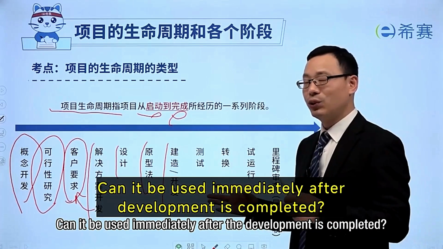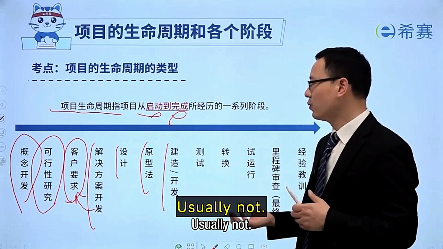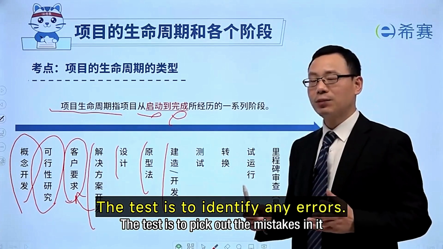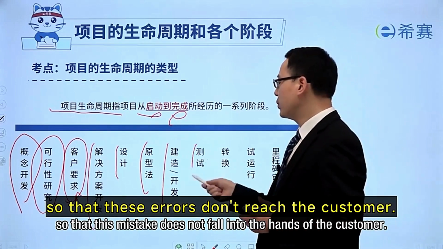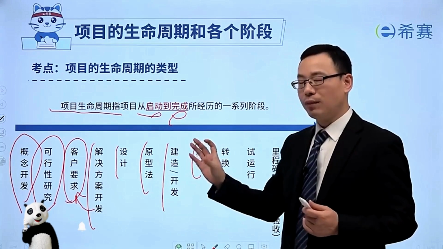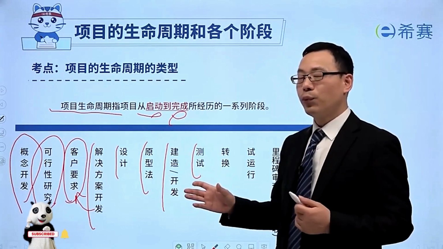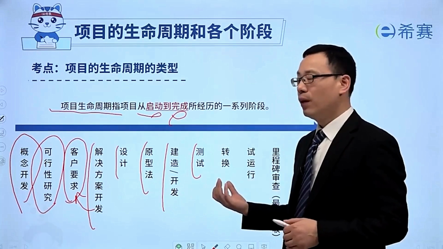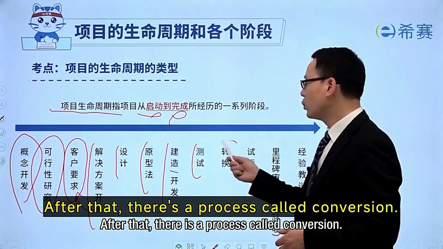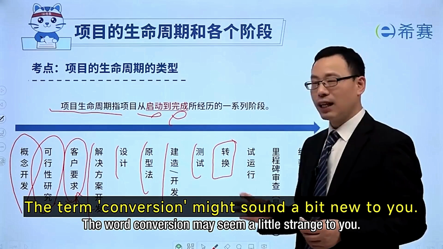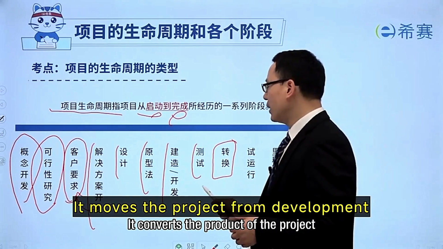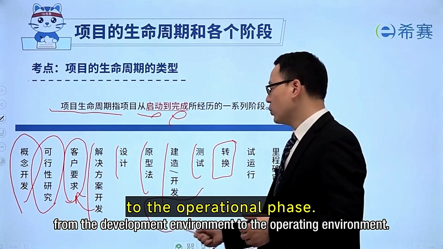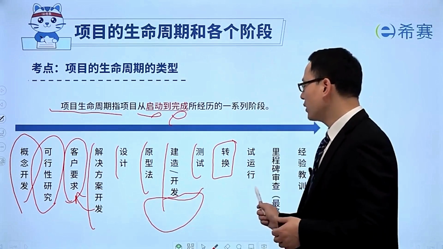Can it be used immediately after development is completed? Usually not. We usually test it first. The test is to identify any errors, so that these errors don't reach the customer. After that, there's a process called conversion. Conversion might sound a bit new to you. Let me explain. What's conversion for? It moves the project from development to the operational phase. That's conversion.